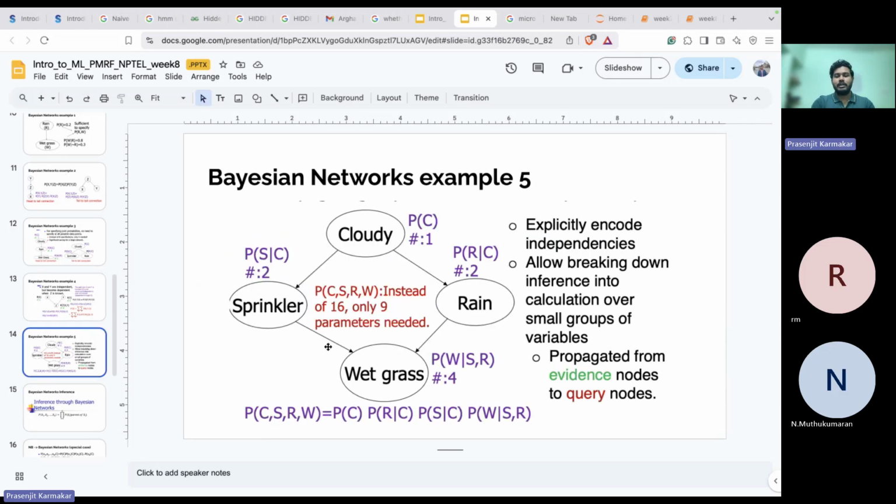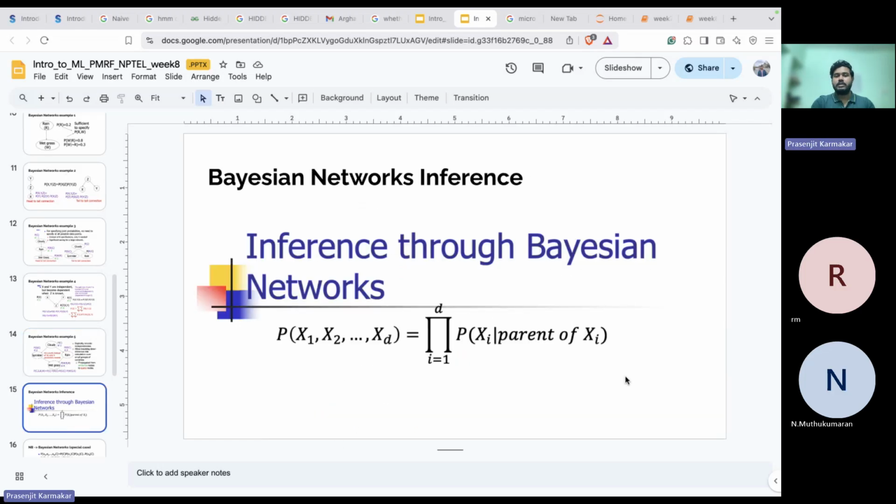So for example, here wet grass given its parents, and its parents would be this one and this one. So P of S given C, their parent, P of R given C, their parent, and then cloudy doesn't have any parent, P of C, like this. So this is the joint probability computation formula for a Bayesian network.